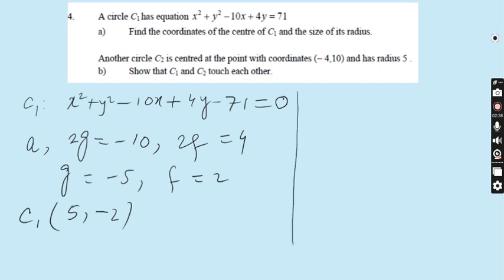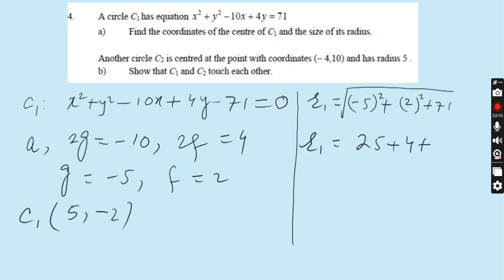The second requirement is to find the size of the radius. The formula of the radius is r1 is equal to the square root of g square (minus 5 square) plus f square (2 square) minus c. C is the constant term in the given equation of the circle, which is minus 71. So minus minus 71. R1 is equal to the square root of 25 plus 4 plus 71. Add all three terms, you will get the square root of 100. So R1 is 10. The size of the radius of circle C1 is 10. So the first requirement is fulfilled. The coordinates of the center of circle C1 are (5, minus 2) and the size of the radius of circle C1 is 10.